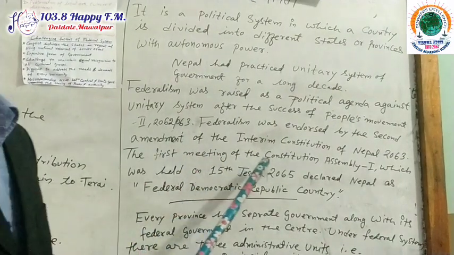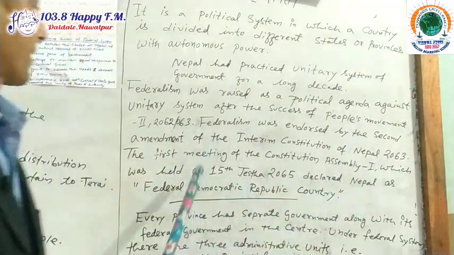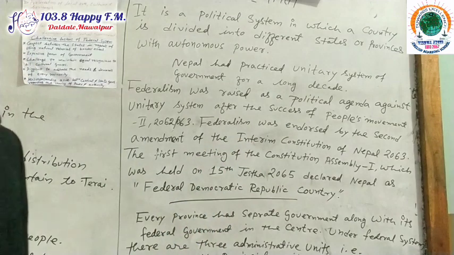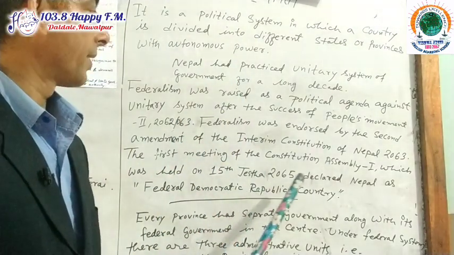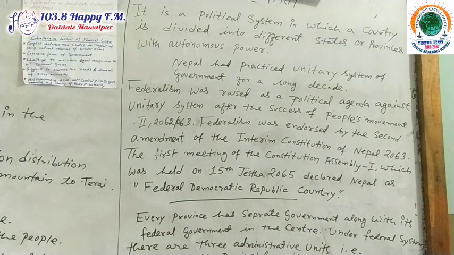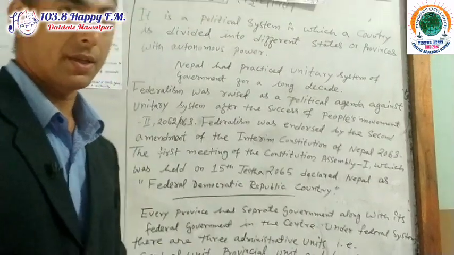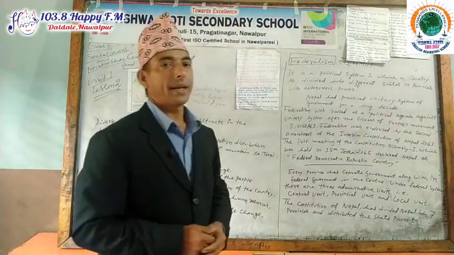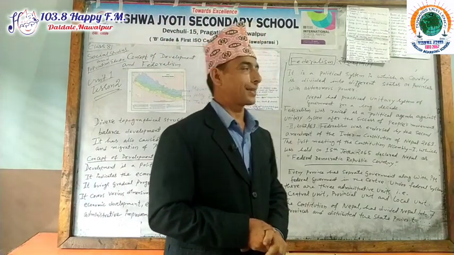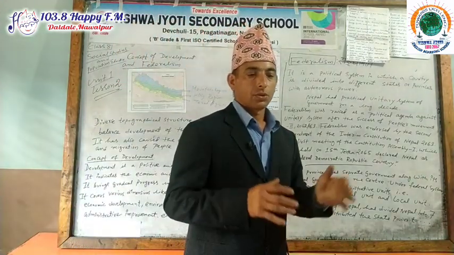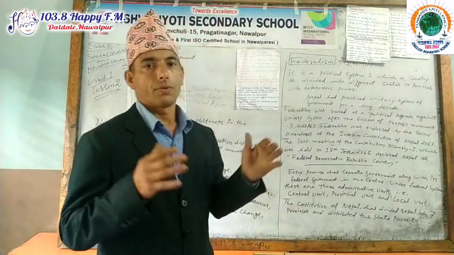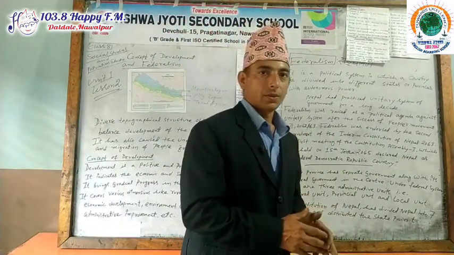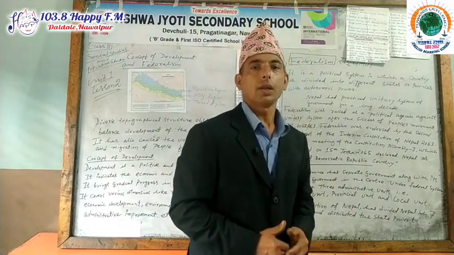At the first meeting of the first Constituent Assembly, held on 15 January 2065, Nepal was declared a federal democratic republic country. So let's see what federalism is. It is a political system in which a country is divided into different states or provinces with autonomous power. Federalism is a political system where a country is divided with different administrative processes from the central to the province and to the local levels.